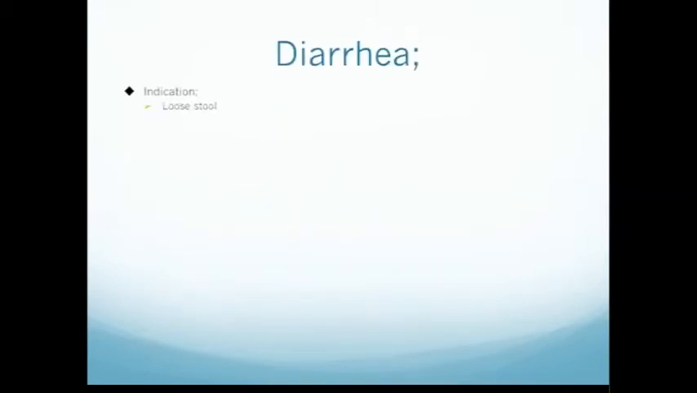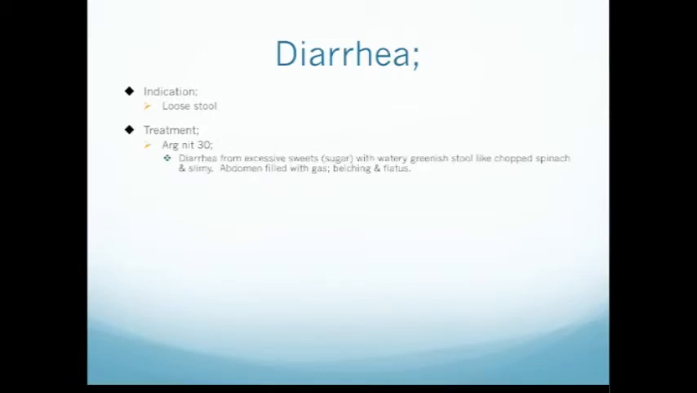Diarrhea is basically loose stool, frequent stool. There are a few treatments. Argentum nitricum 30 is used for diarrhea from excessive sweets and sugar. There will frequently be watery greenish stool looking like chopped spinach and slimy. The abdomen may be filled with gas, belching, and flatus.